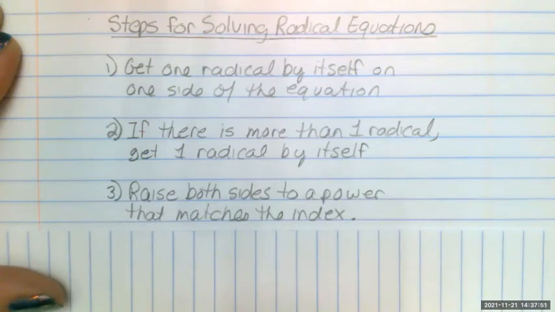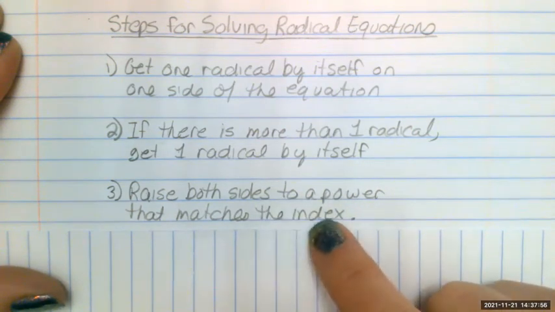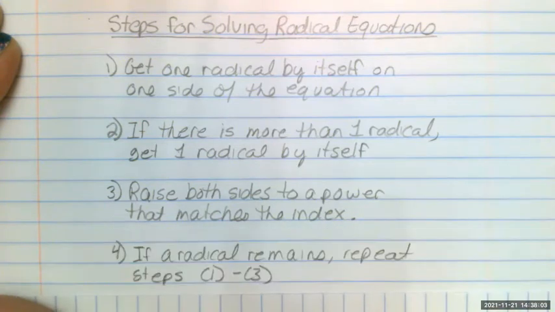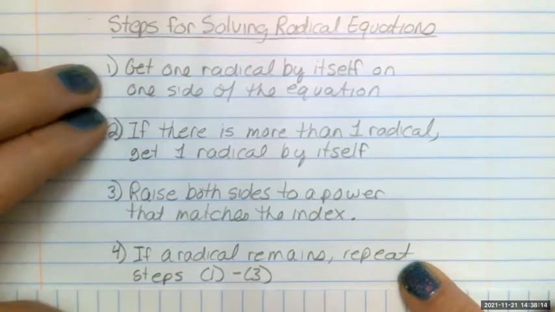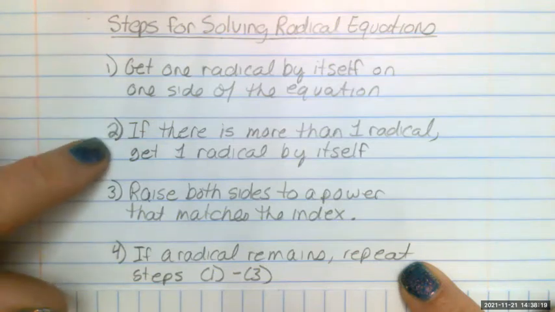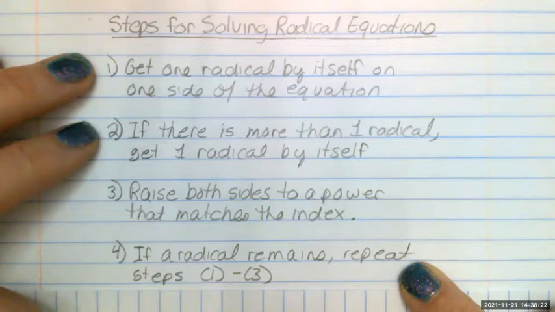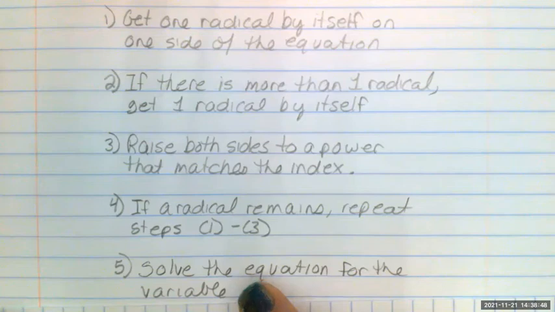Step 3, this is the power rule. Raise both sides to a power that matches the index on that radical. Step 4, if a radical remains when you do the power rule, we're going to have to repeat steps 1 through 3. Again, 1 and 2 can be considered part A and part B. If there's one radical, if there are two radicals. So these are considered, in some instances, step 1, if you so wish. Step 5, solve the equation for the variable. By this point, the variable will no longer be under a radical.